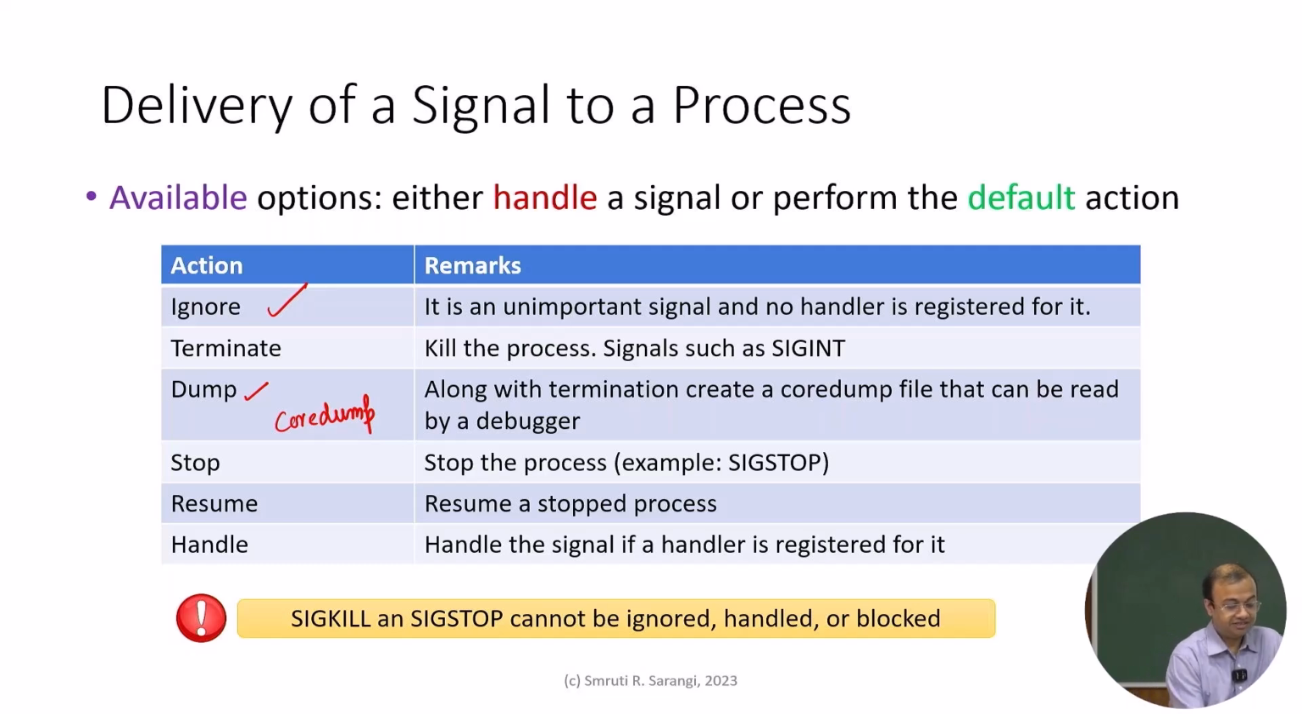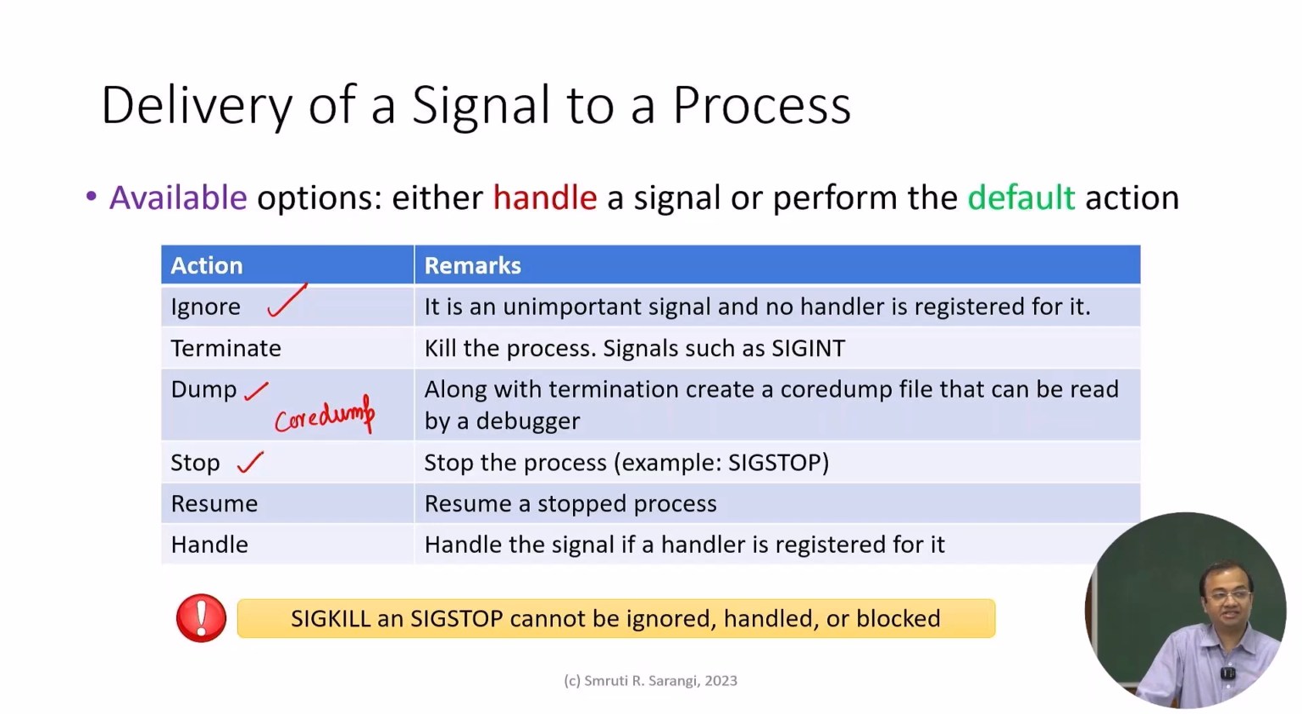The other is a SIGSTOP kind of signal, where you stop the process. We have seen a soft stop, this SIGTSTP kind of thing, where you press Ctrl Z, and then a hard stop where you send a SIGSTOP signal. In that case, you stop the process and then a SIGCONT will resume the process. So these are all the kinds of default actions that you do.